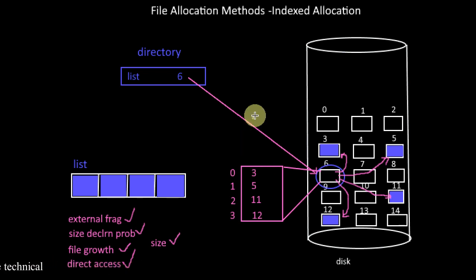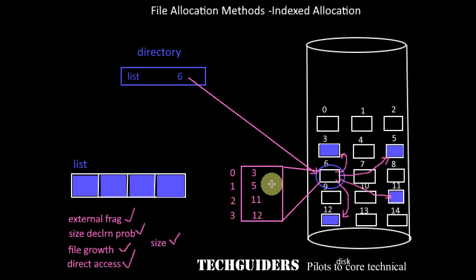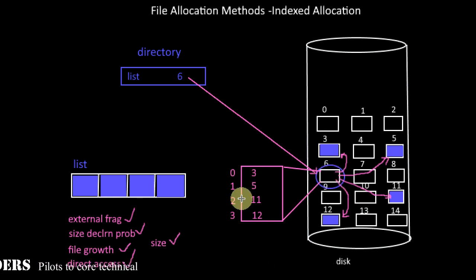But here the limitation of this method is the wastage of space. Suppose the file is too small, then most of the index block space will be empty. So we cannot allow the index block to be too big. And if it is not too big, then if the file is very large, it will not be able to hold enough pointers for the file.